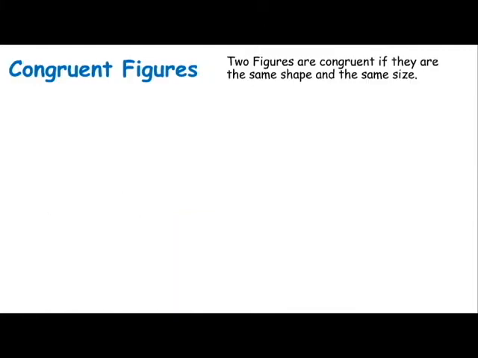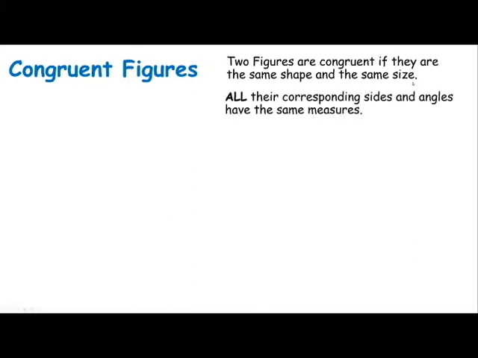Congruent figures are two figures that are the same shape and the same size. The same shape and the same size. Or another way to say that is all their corresponding sides and angles must have the same measures. Now, if you were with us for our unit on ratios and proportions, you will know that we already talked about similar figures, and we said that similar figures are the same shape, but they can be different sizes. When we're talking about things that are congruent, their shape and their size must be identical.